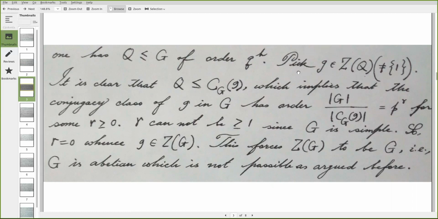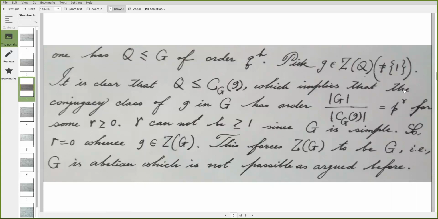So Q is contained in the centralizer of g in the group G. And now what does that say? If this is so, then the centralizer has order at least q to the power b. Therefore the order of the conjugacy class, which by the orbit-stabilizer theorem is the order of G divided by the stabilizer, that is here the centralizer, must be some power of p.